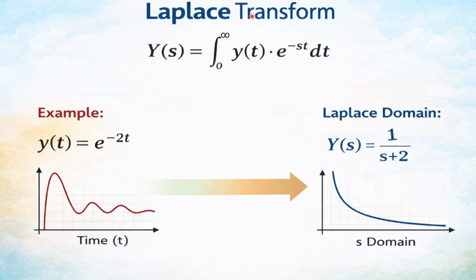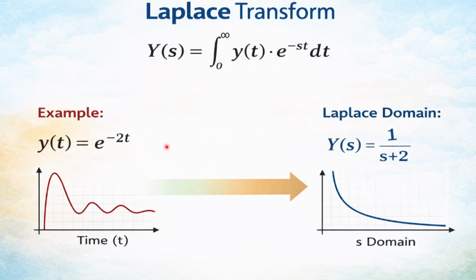If you remember, in our previous session we discussed the Fourier transform. The Laplace transform and Fourier transform are much more similar to each other. However, the difference is that instead of e to the power minus j omega t, we are using e to the power minus st, right? Here s is a complex frequency, s equal to sigma plus j omega, and in the Laplace transform we are converting into the s domain. Also, the integration here is over 0 to infinity.